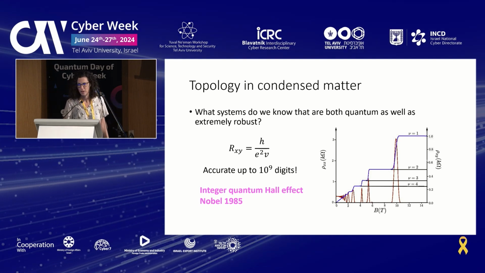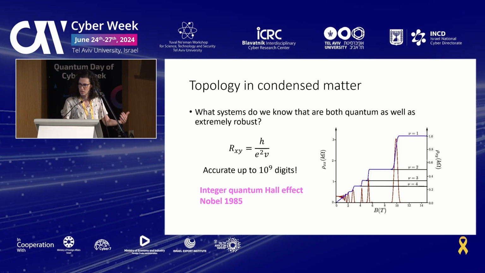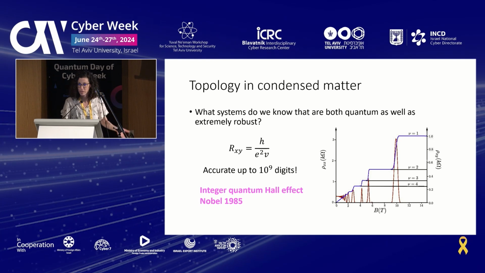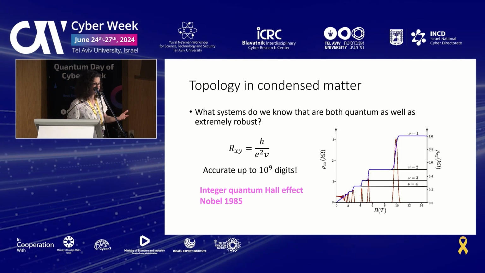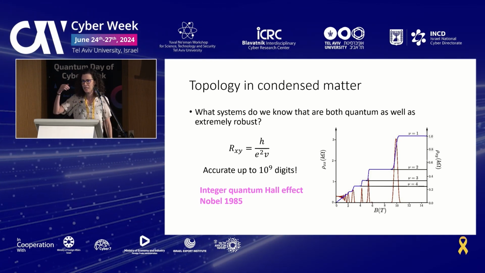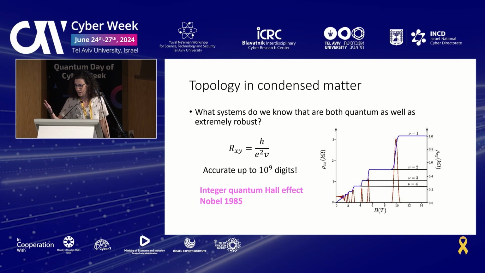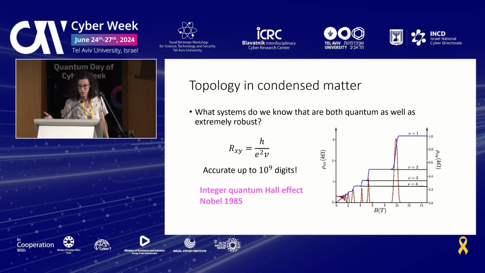It's a system that's subject to magnetic field. We can change the magnetic field. We can change the temperature a little bit. We can change the shape of the system a little bit. It's a solid state system. It is big. It has 10 to the power 23 electrons in it, and it has disorder.